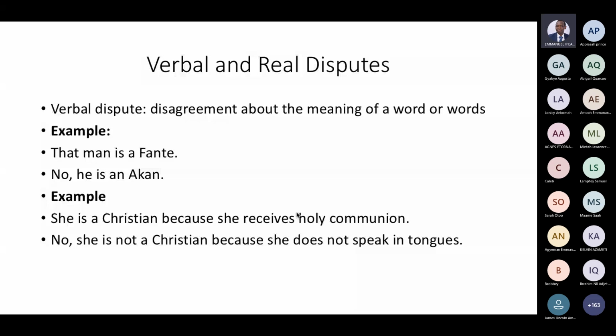Now, second example: she is a Christian because she receives Holy Communion. No, she's not a Christian because she does not speak in tongues. So someone is arguing that someone is a Christian because the person receives Holy Communion, and someone else thinks that Holy Communion doesn't make someone a Christian. It is whether she speaks in tongues or not. And so the disagreement is about what it means to be a Christian. So if we could sort out the meaning of being a Christian, then this argument should not take place. Now, this particular verbal dispute might be a little more challenging to resolve compared to the first example, but it is still a verbal disagreement.